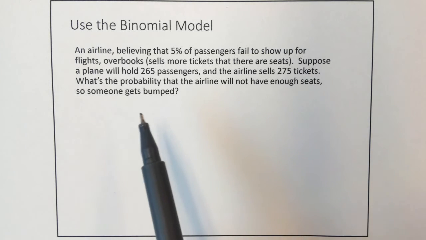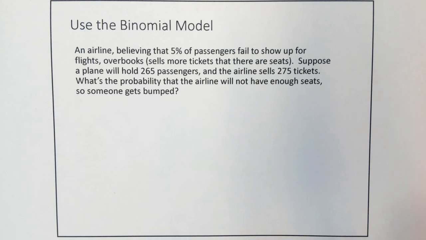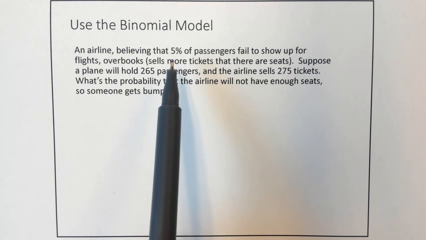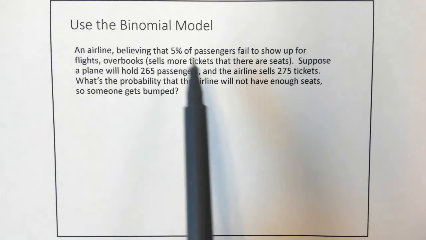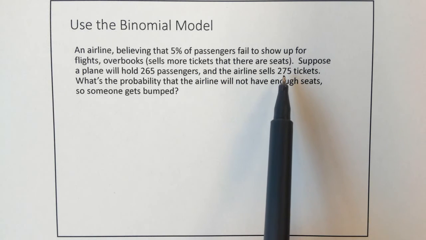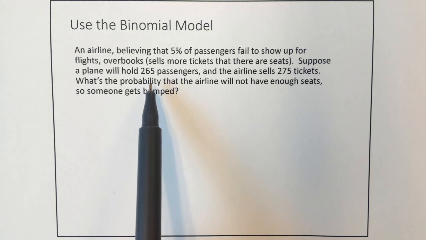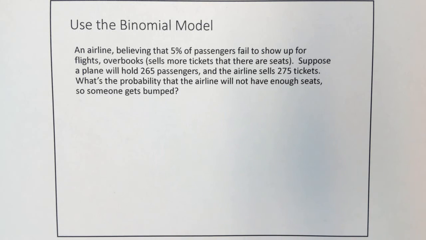Okay, so we have a plane that holds 265 passengers, and they're going to sell 275 tickets. Well, that's 10 extra tickets. Is that more than 10%? Or more than 5%? Actually, 5% of 275 is close to 14. So on average, if you sell 275 tickets, you would expect about 14 people to not show up, and you would have plenty of seats for the rest who do show up. So they're willing to take their chances, and the people who buy those last 10 tickets are on standby, and they may or may not get a seat.